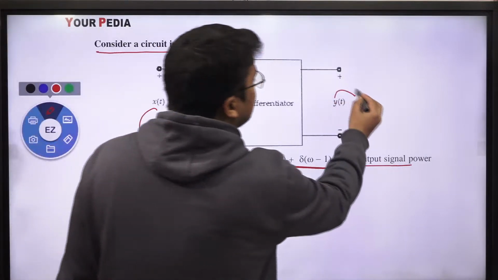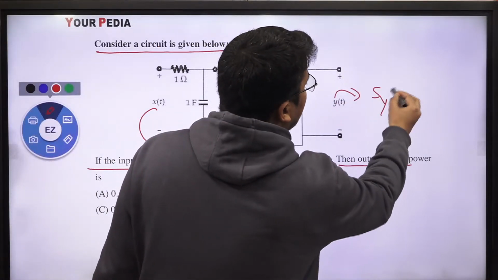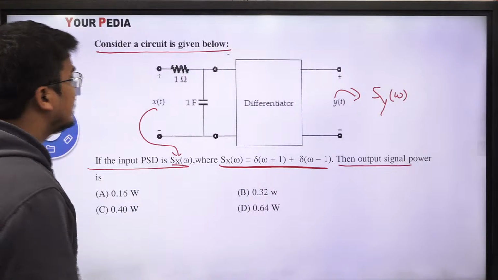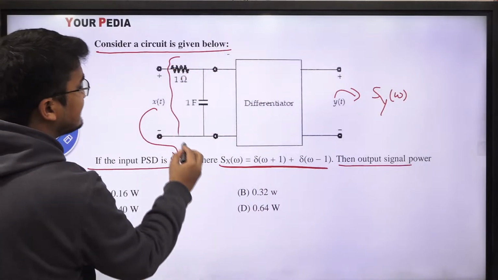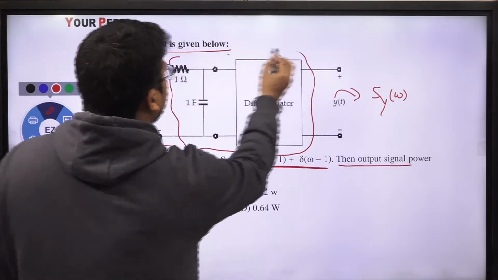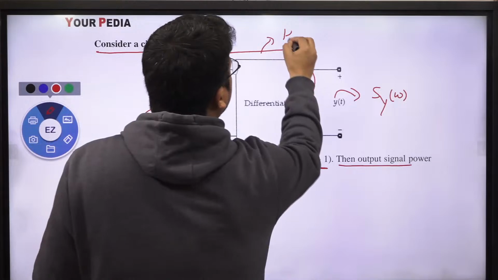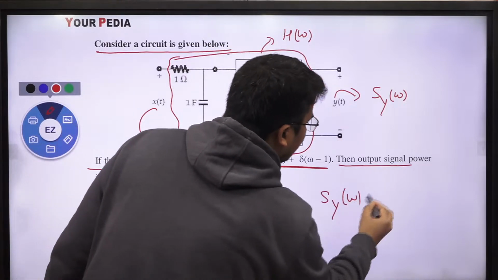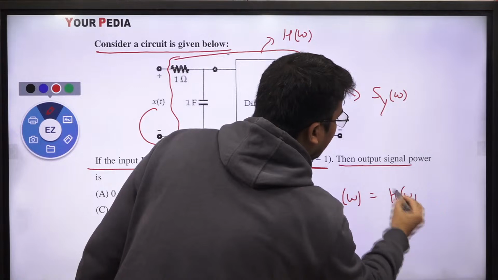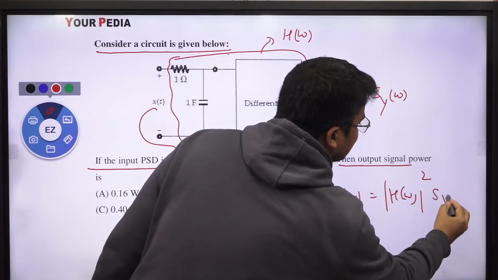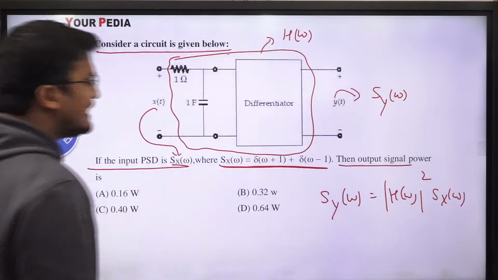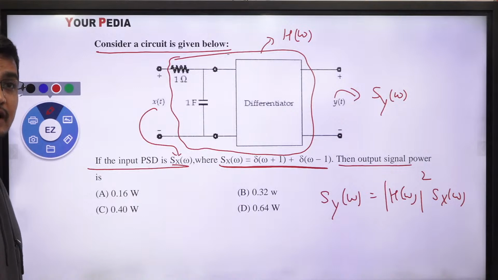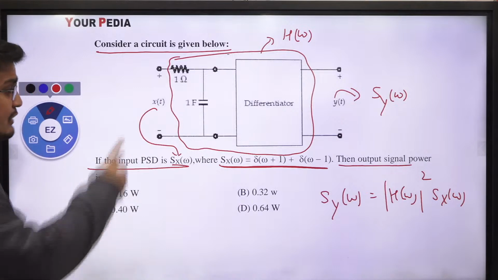So I may assume the output power spectral density is Sy omega, right? Can I treat this all as a single system? Why not? And calculate h of omega, right? I'm giving you a hint. So Sy omega can be written as mod h of omega square times Sx of omega. And he's asking for the output signal power. I'm giving you people the hint; you need to solve it on your own.